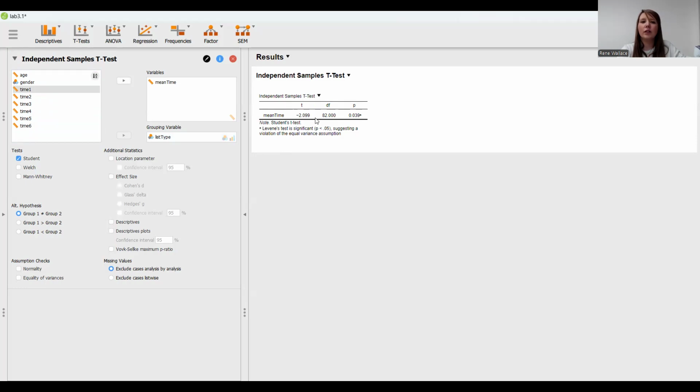Let's see what you got. Here's your t-score. Here's your degrees of freedom. And here's your p-value. My p-value looks like it's significant. So 0.03 is smaller than 0.05, which means I found a statistically significant difference between my mean times. I don't know if you did or not. What does your data tell you? If it did, it did. If it didn't, there might be a reason that it didn't.